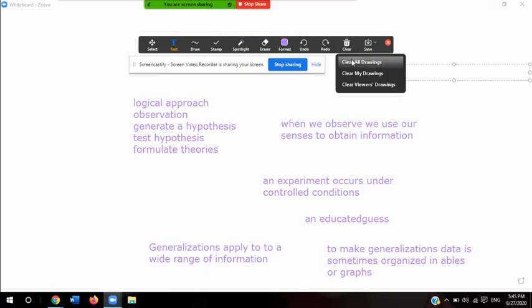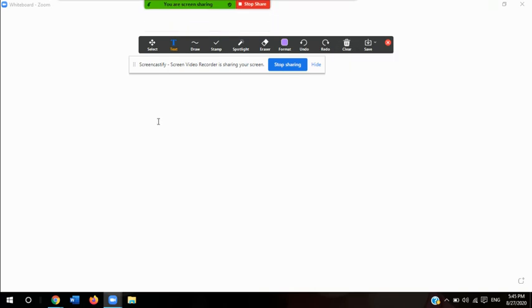So I'm actually going to go ahead and clear my drawings. Again, those statements should be highlighted in your book, or if not, you can always pause and rewind the video.